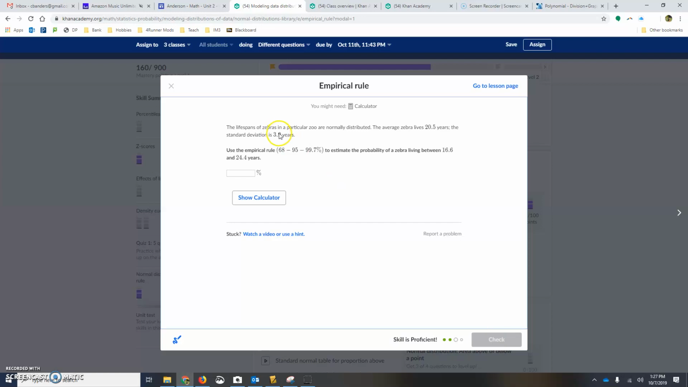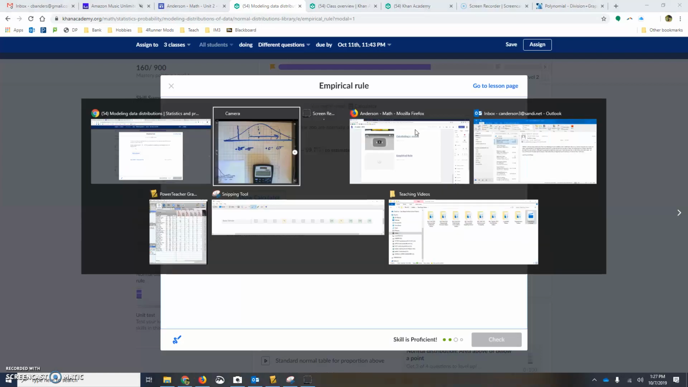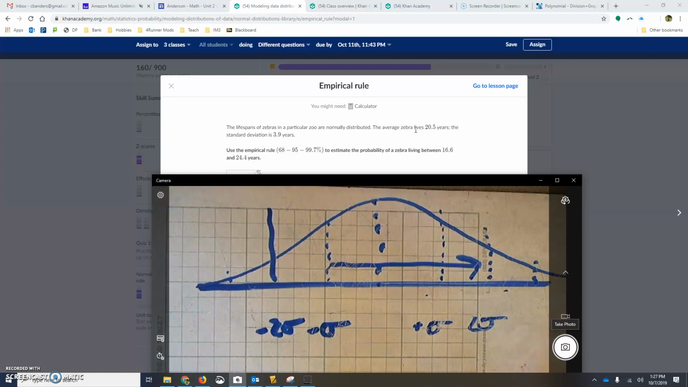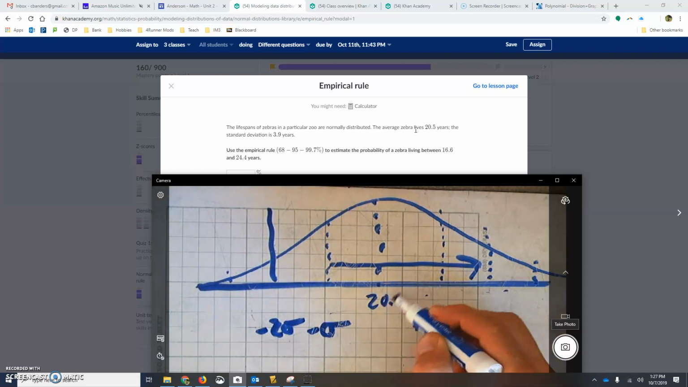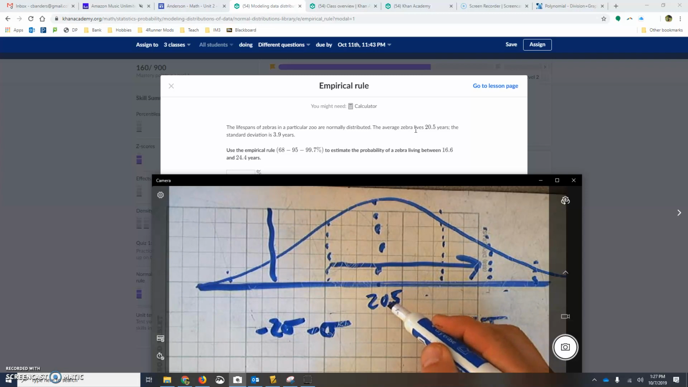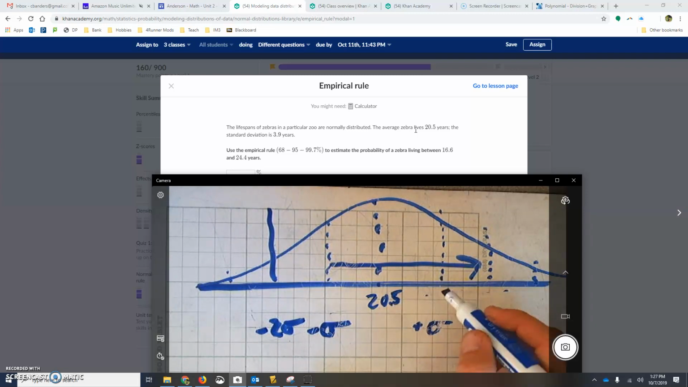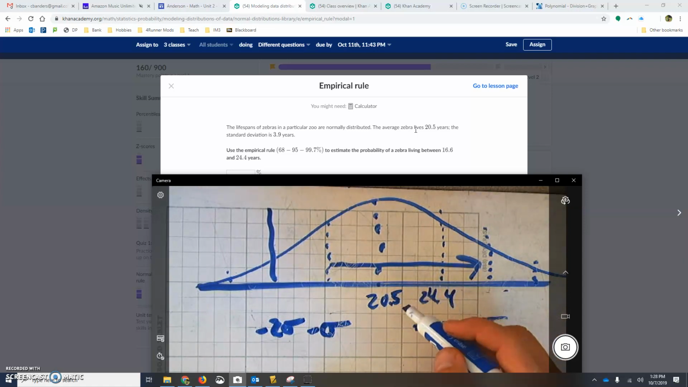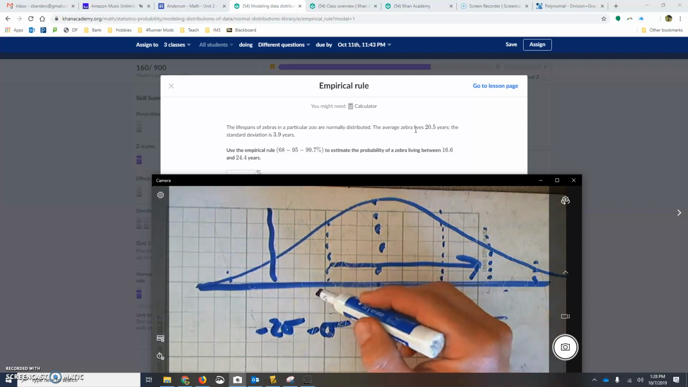Okay. So zebras in a zoo are normally distributed. The average zebra lives 20.5. The deviation is 3.9. And they want to know what's the likelihood of it living between 16.6 and 24.4. Okay. So back to here. We know the middle number is 20.5. If we add 3.9 to that, we get 24.4. And then if we subtract 3.9 from that, we get 16.6.